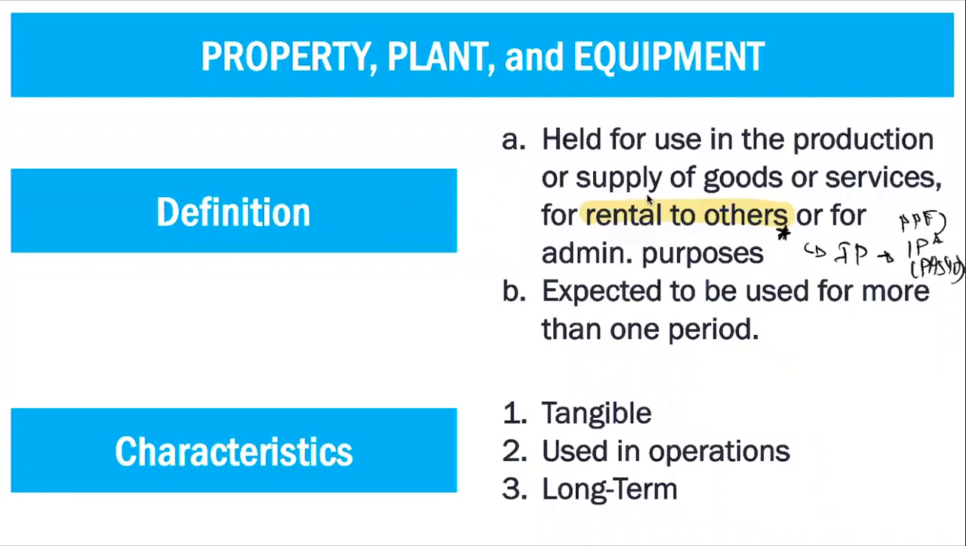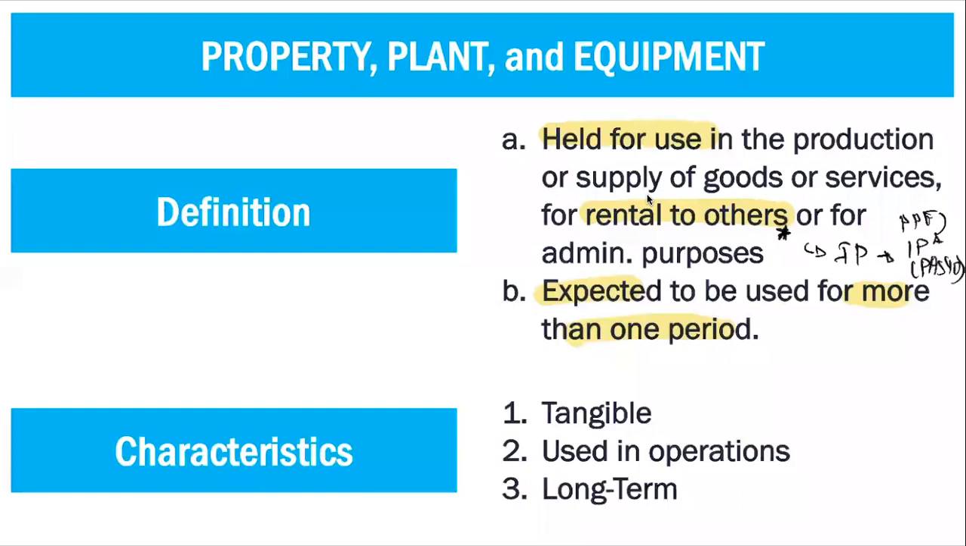So what is important in this particular definition is the phrase held for use. Next, it is expected to be used for more than one period. So based on our definition, we have here your characteristics of property, plant, and equipment. The first characteristic is it is tangible.